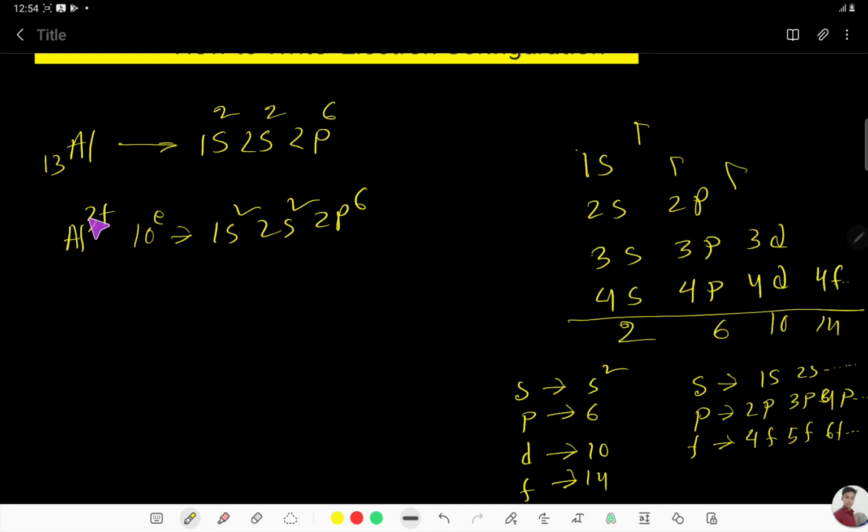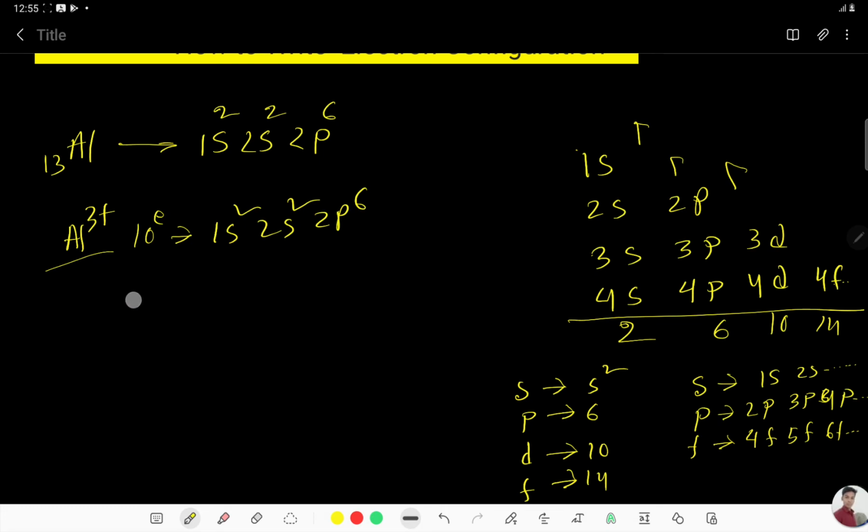So what will be the orbital diagram for aluminum 3+? So look, 1s, 2s, 2p. So 2, 2, 6, right? So this is the orbital representation, and since there is no unpaired electron, we can say that this is diamagnetic. Al3+ is a diamagnetic ion.